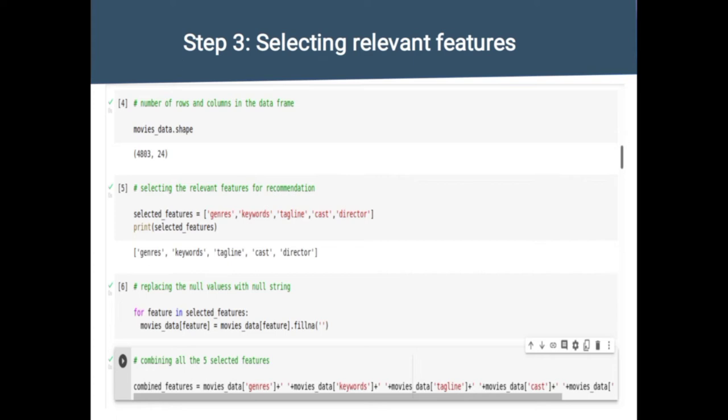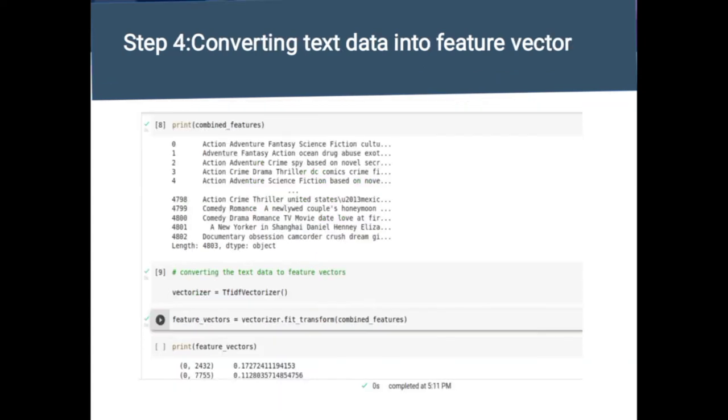Okay. So the next thing we are doing is we are trying to combine all those 5 different features: genre, keywords, tagline, cast, director. So these columns are combined here using combined_features equals movies_data genres, next keywords, next tagline, cast, and director. So this way all these 5 different features are combined. Okay, next we are just trying to print all those combined features. So that looks this way, as you can see.